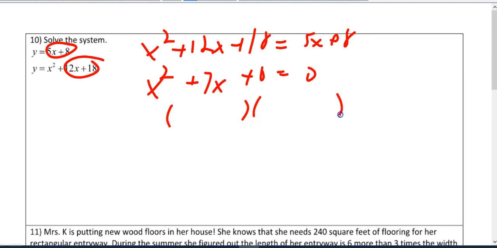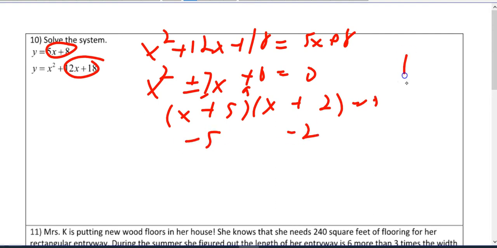This time I need two numbers that multiply to give me 10 that add to 7. 5 and 2. Since it's positive, they're both going to be positive. Sorry, got ahead of myself. So that gives me -5, -2. So again, I'm going to have two answers: -5 comma something and -2 comma something.